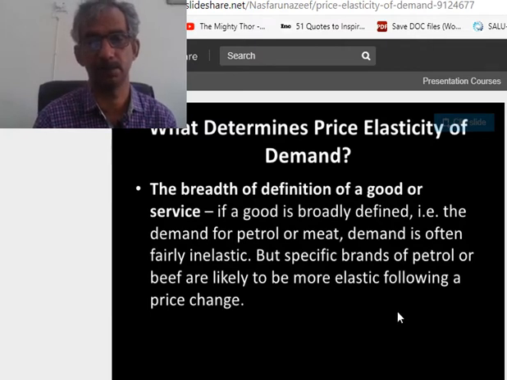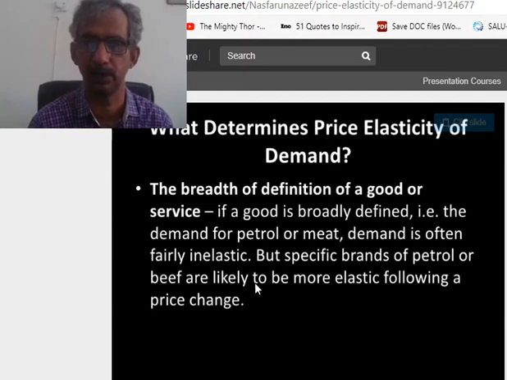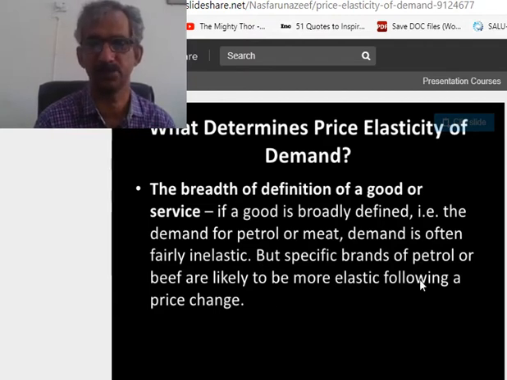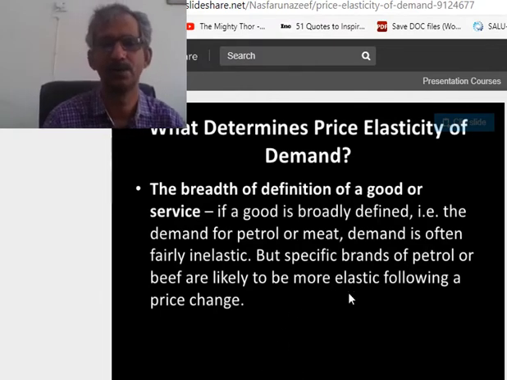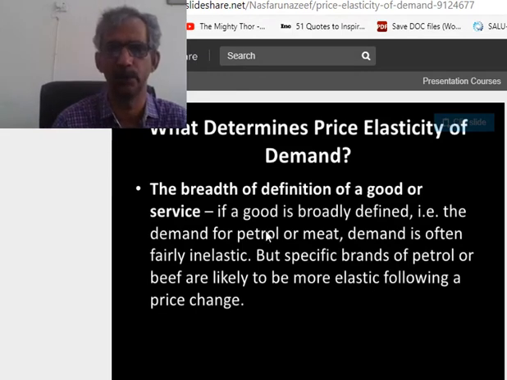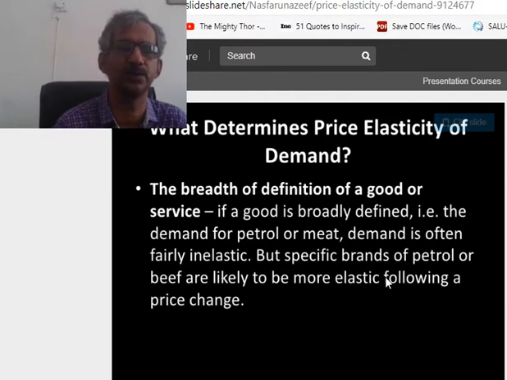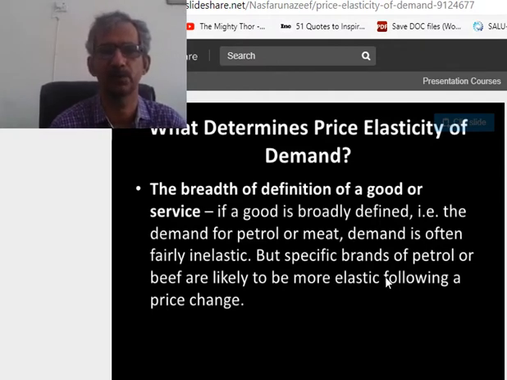The breadth of definition of a good or service. If a good is broadly defined, the demand for petrol or meat is often fairly inelastic. But specific brands of petrol or beef are likely to be more elastic following a price change. If you are talking about the product as a whole, just like food, it will not affect. If you categorize the food, if you talk about the different types of food, then the price change will affect the buyer's behavior.